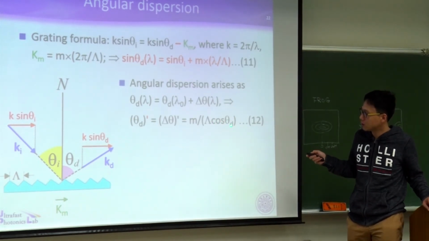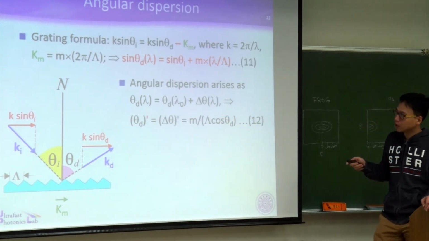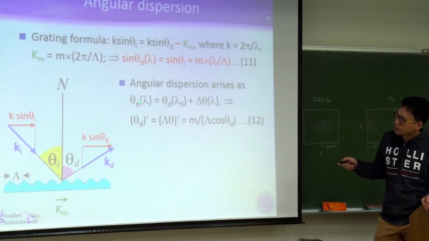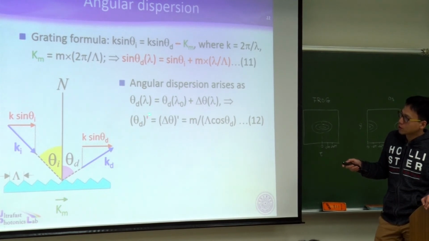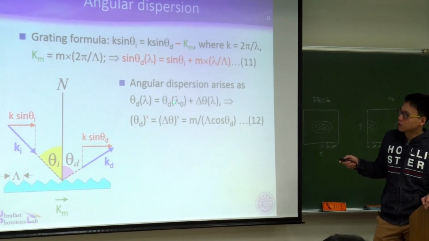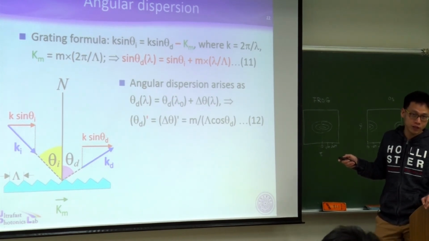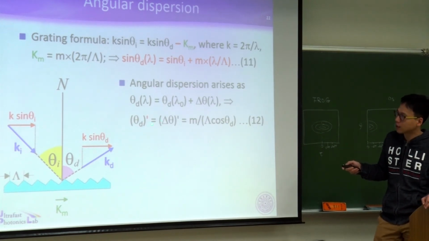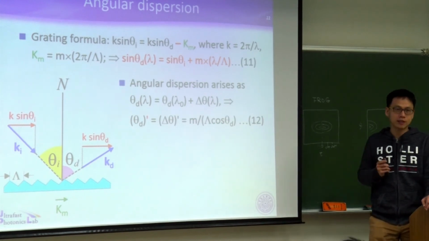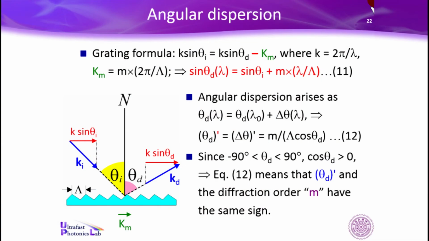But cosine theta d is a function of lambda. If you look at this equation, you will see the derivative of theta d should be equal to the derivative of delta theta, because the reference angle is a constant and its derivative is 0. So we get the relation, equation 12 here: the derivative of delta theta equals n, an integer, over capital lambda times cosine theta.